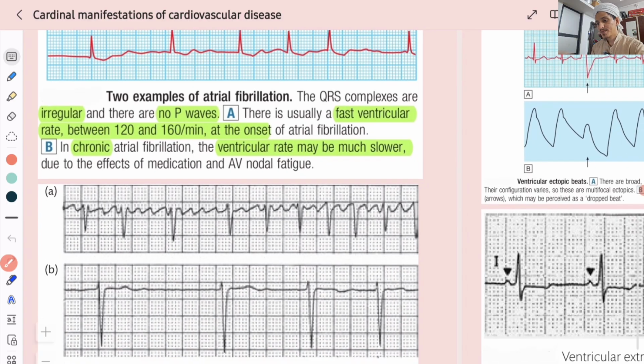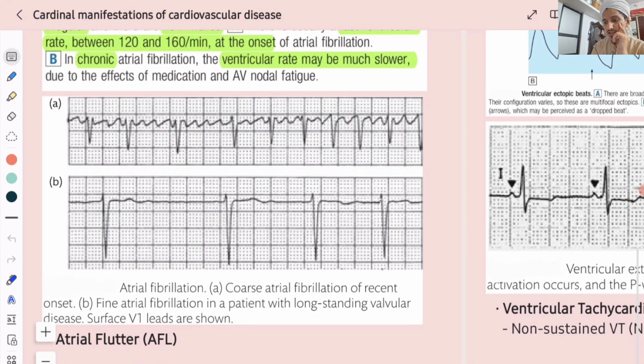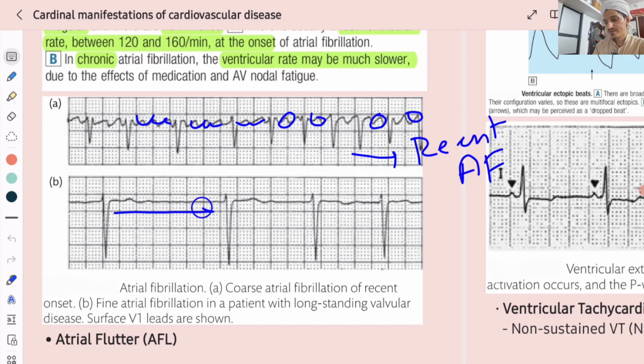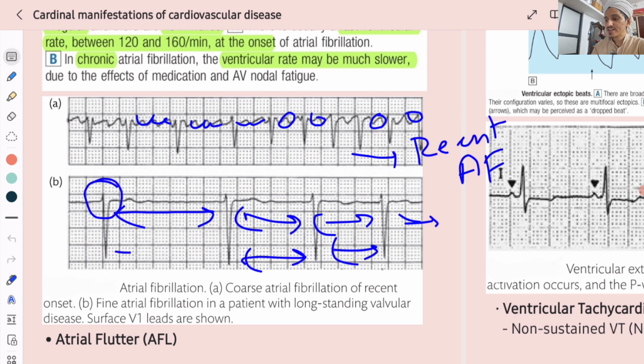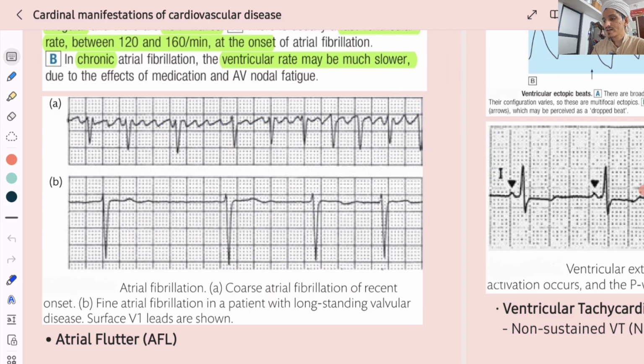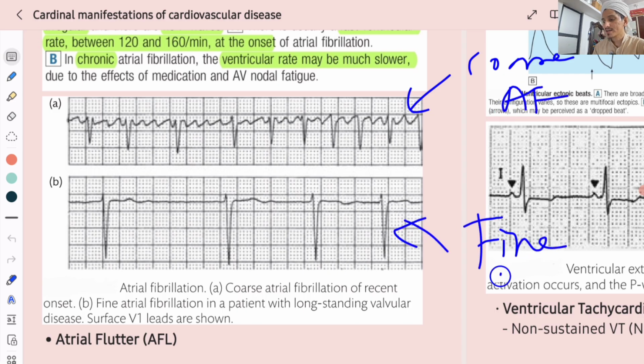Same thing in some other. This is from Oxford. Now you can see the fibrillary waves, and these are coarse fibrillary waves. So this is an example for recent atrial fibrillation. Now no fibrillary waves, so this is chronic atrial fibrillation. How do you identify it? You look at the RR interval. They are irregular and the QRS are narrow. That is the hallmark. Sorry, this is known as coarse atrial fibrillation, and this is known as fine atrial fibrillation. Fine atrial fibrillation is nothing but chronic. Coarse atrial fibrillation is nothing but acute, recent.